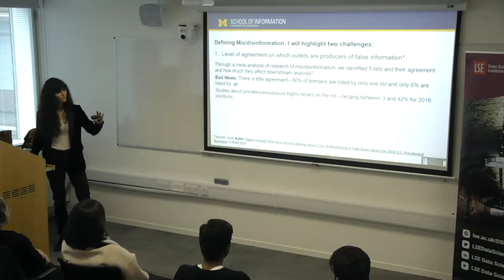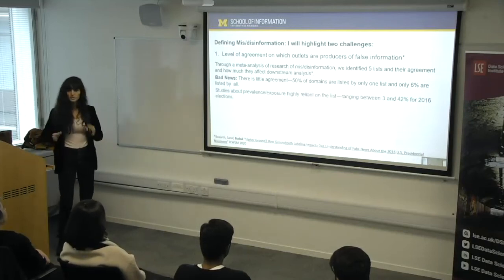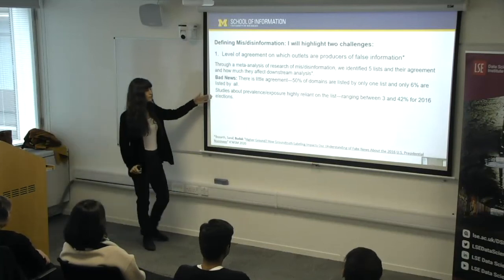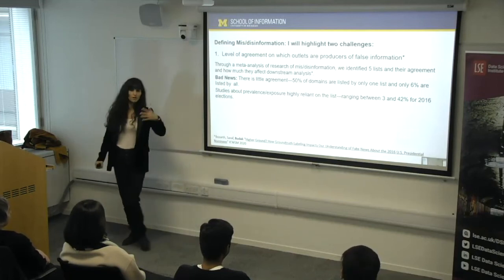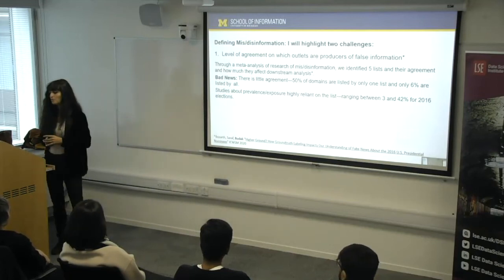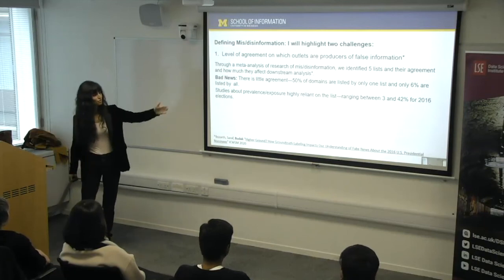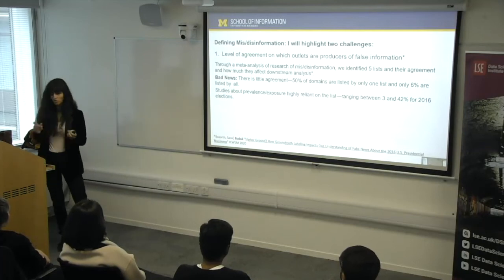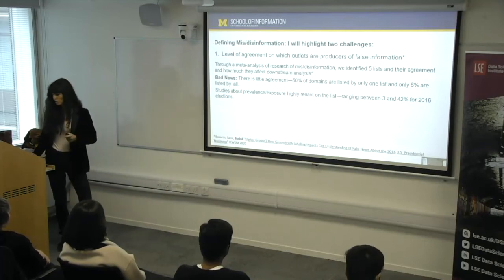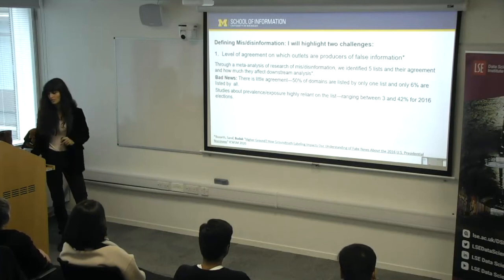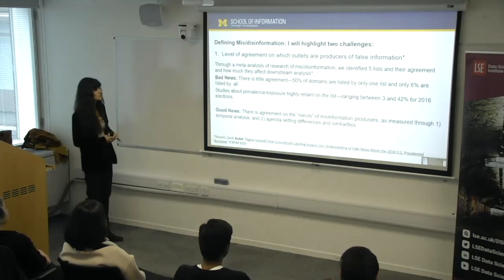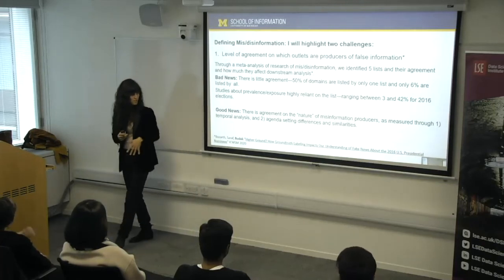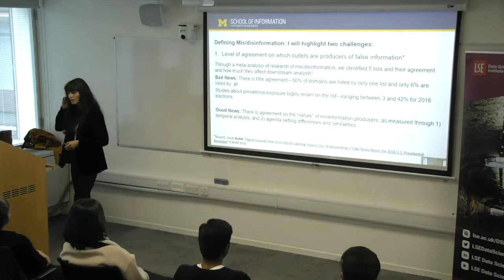And that really affects if you're trying to understand prevalence and exposure, because some lists are very small, some are very long. So if you're looking at, for instance, leading up to the 2016 election on Twitter, how much misinformation there was about the presidential candidates, you would say 3% based on one list, 42% based on another list. So it's really important to keep that in mind and take the point estimates with a grain of salt. But the good news is, there is really high agreement if you look at the temporal analysis or agenda setting differences and similarities across producers.